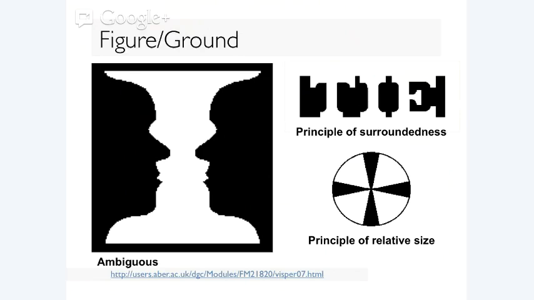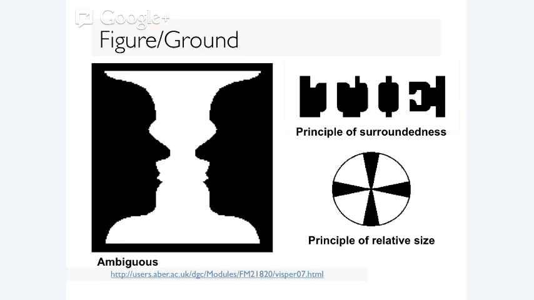Figure on ground is about how we perceive something as either being an object or being part of the background. The principle of surroundedness says that when something is completely surrounded by another color, we tend to see that object as the foreground. The principle of relative size says, well, if something is smaller than something else, we tend to see the smaller thing as the object and the larger area as the background.